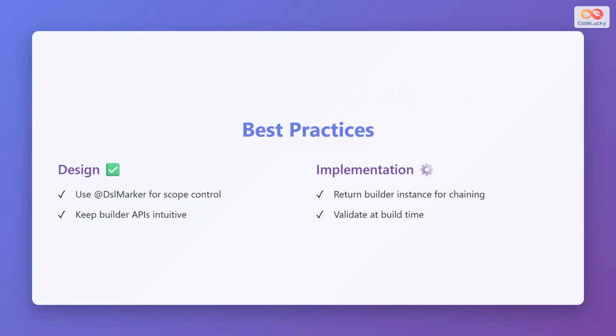Let's wrap up with some best practices for designing type-safe builders. On the design side, always use DSL-Marker for scope control to prevent confusing scope issues. Keep your builder APIs intuitive, thinking carefully about what feels natural for users. On the implementation side, make sure to return the builder instance to enable method chaining when appropriate. And validate your data at build time rather than waiting until the object is used. Following these practices will help you create builders that are not only powerful, but also a pleasure to use. Type-safe builders are one of Kotlin's most elegant features, and mastering them will significantly improve the quality of your APIs.